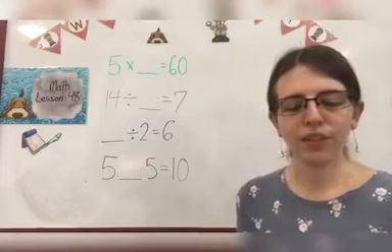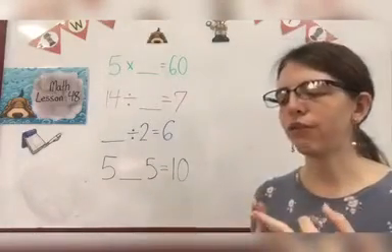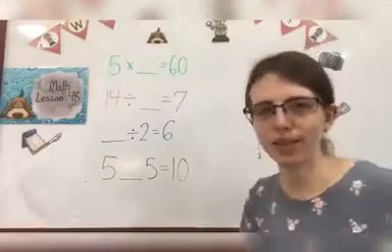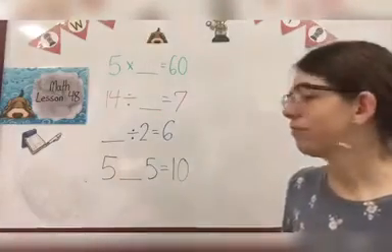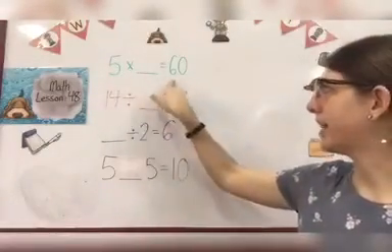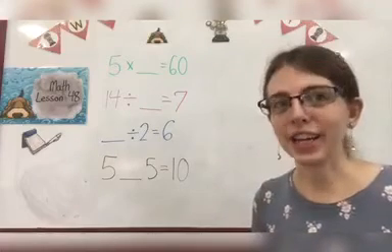Number 2, you need to write the missing factor. So for numbers 2, 3, 4, and 5, we're going to do letter A here on the board. And then you do the rest of them the same way. So, number 2, write the missing factor. 5 times what equals 60? So 5 groups of what would equal 60?